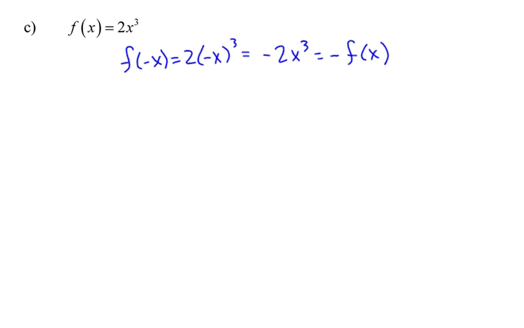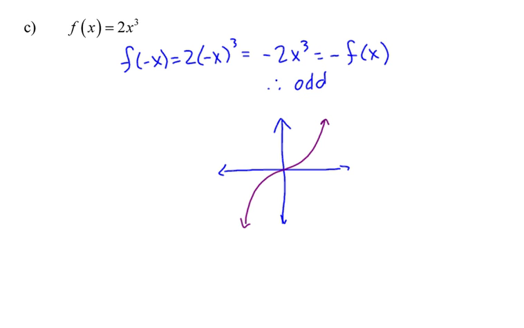Okay, so we plug in negative x. When you cube a negative, it's still negative, so that's negative f of x. Therefore, odd. All that's happening to this graph is it's the graph y equals x cubed, but what's happening? It's stretched. Stretched by a factor of 2. So it's symmetrical about the origin. Actually, it's a factor of 2 vertically. It's not applied to the x.